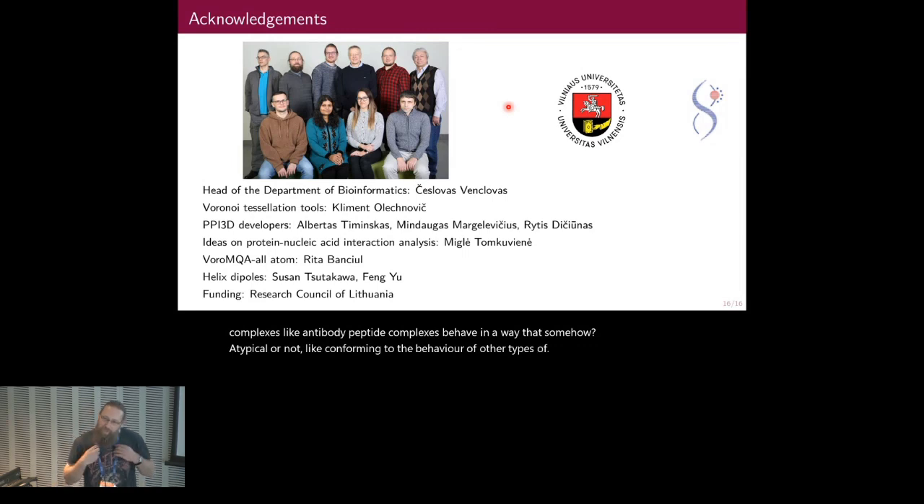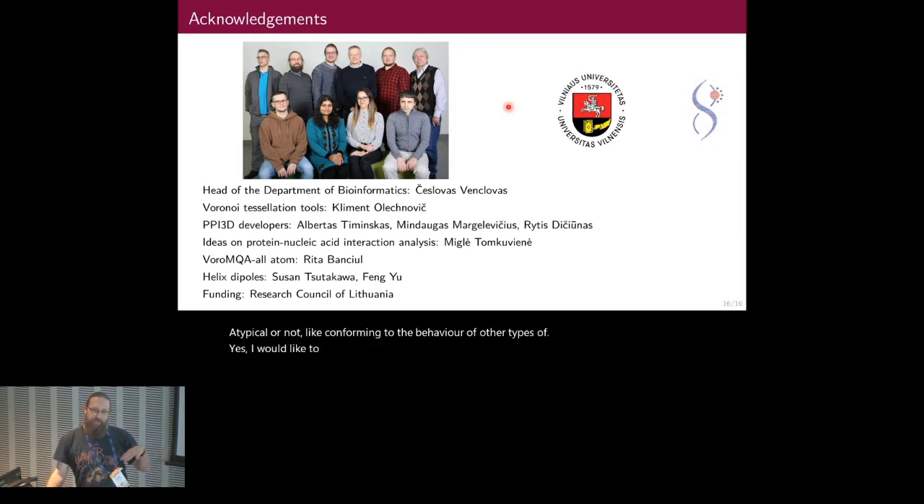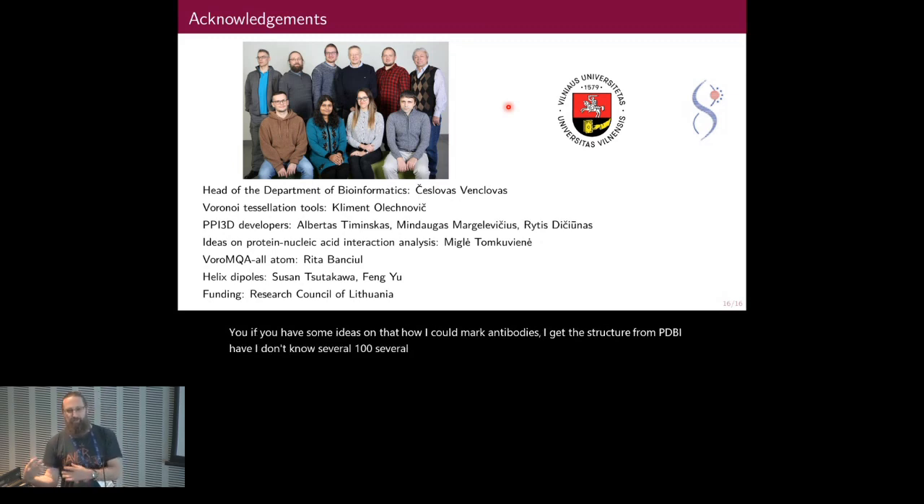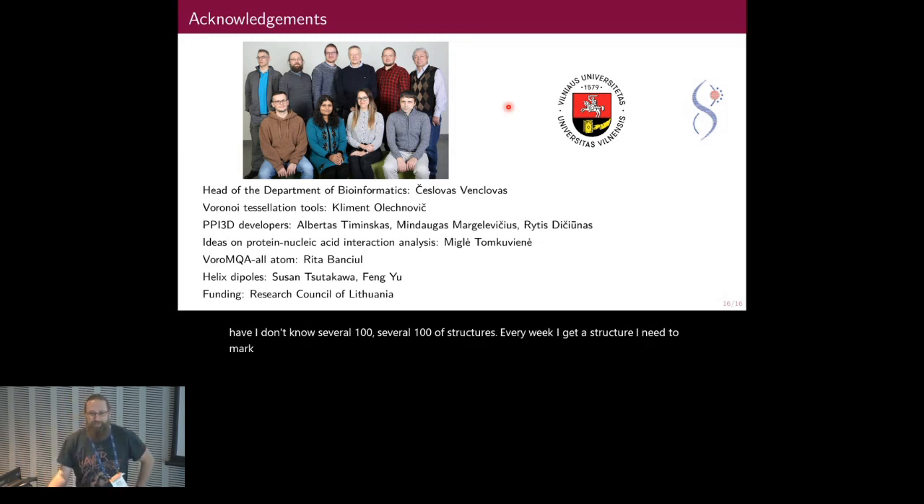Yes, I would like to have antibody-antigen complexes as a separate category, but I didn't find a way to do it quickly and conveniently. If you have some ideas on how I could mark antibodies: I get a structure from PDB, I have several hundred structures every week, and I need to mark antibodies reliably. So if you are aware of any such method, please tell me, I would be grateful. Thank you.